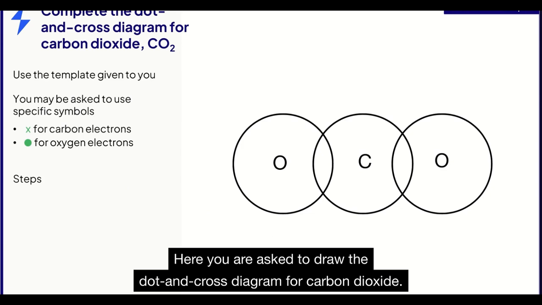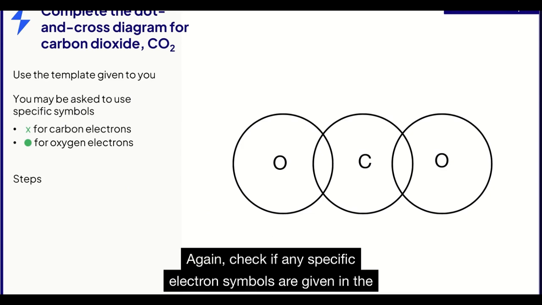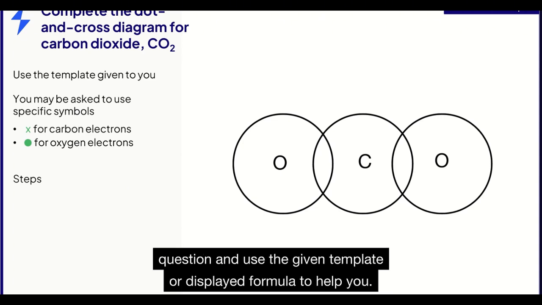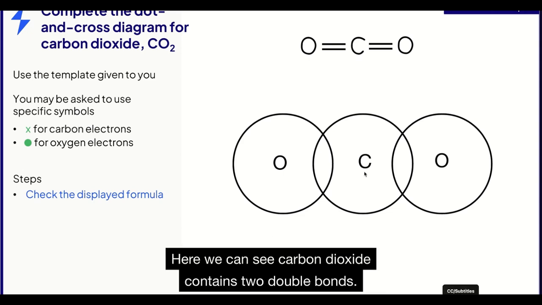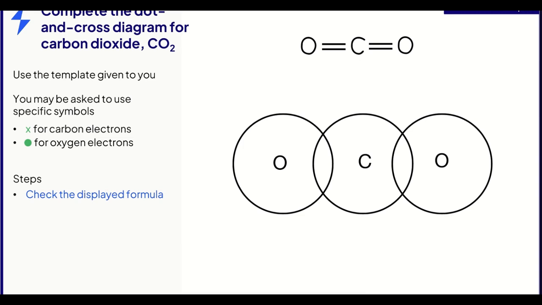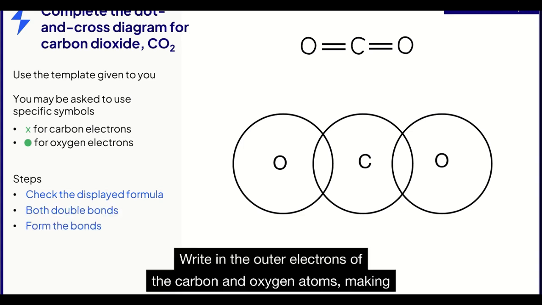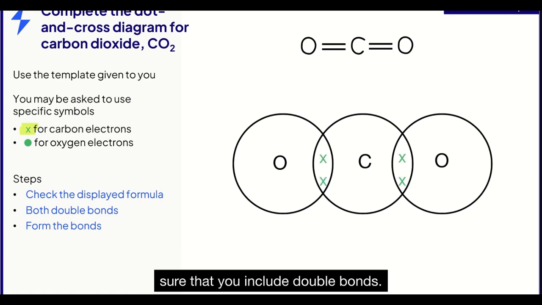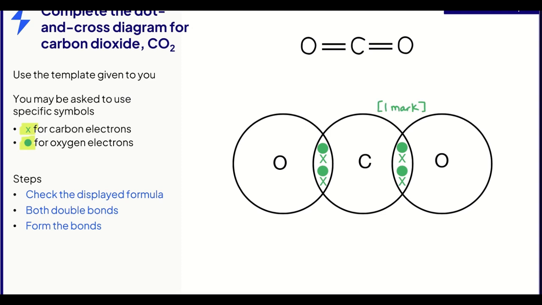Here, you are asked to draw the dot and cross diagram for carbon dioxide. Again, check if any specific electron symbols are given in the question, and use the given template or displayed formula to help you. Here, we can see carbon dioxide contains 2 double bonds. Write in the outer electrons of the carbon and oxygen atoms, making sure that you include double bonds, so 2 pairs of shared electrons. This scores the first mark.